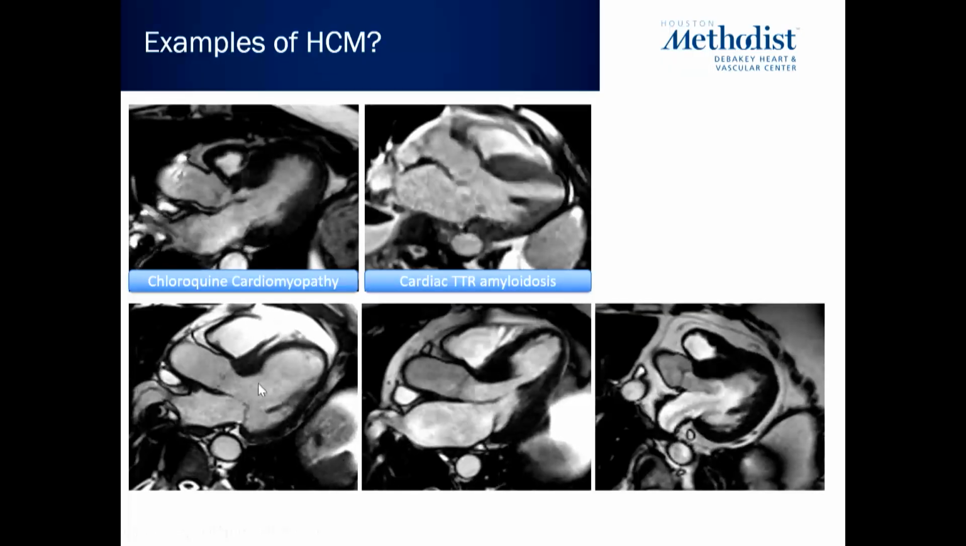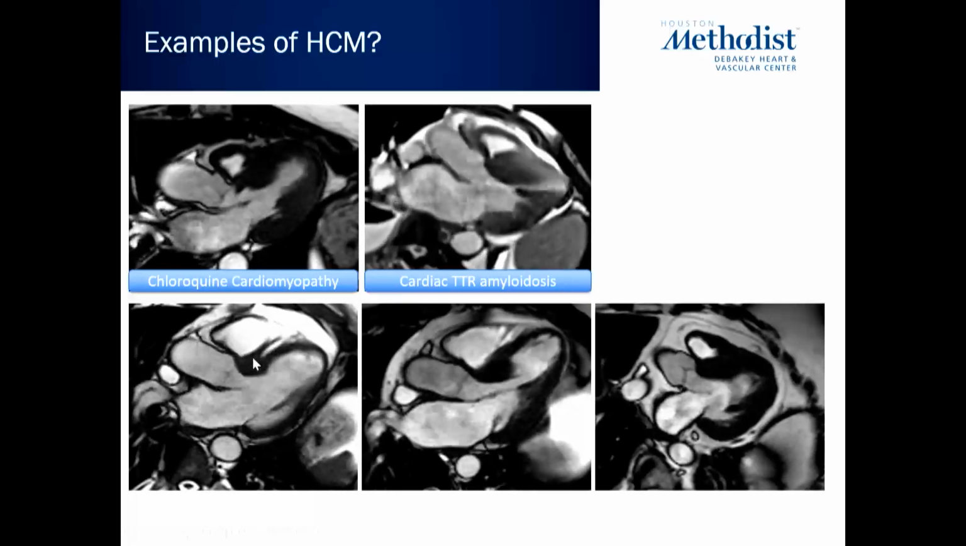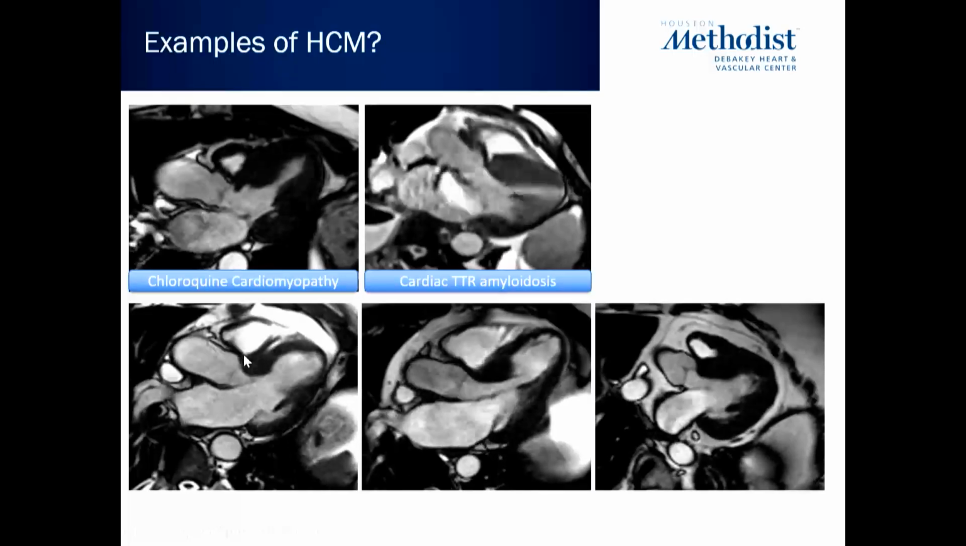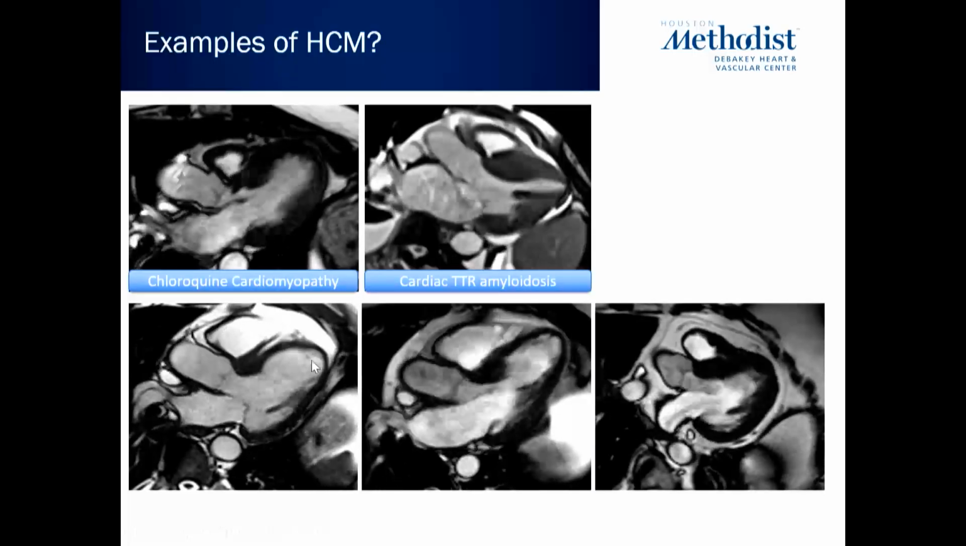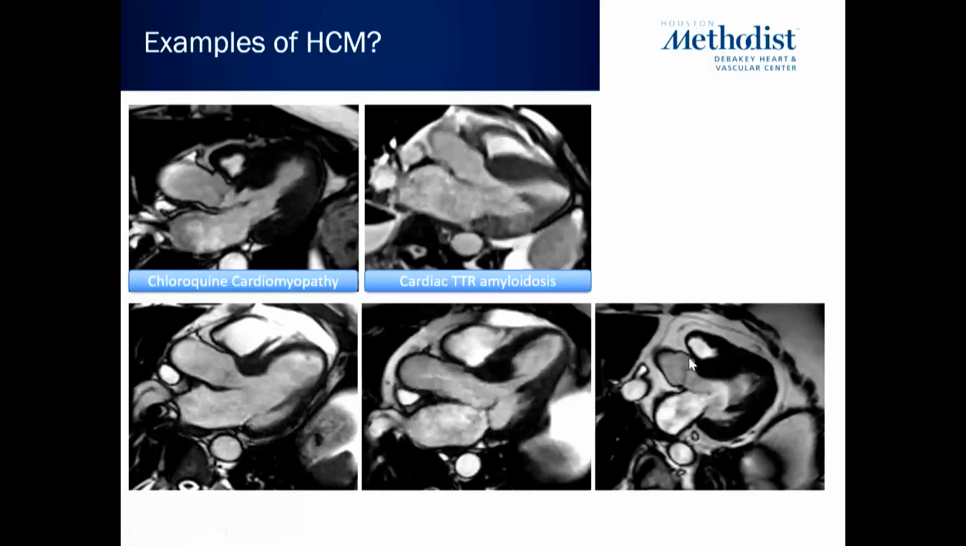Let's go through these three cases. So very mild hypertrophy. If you actually measure this, you may only get 1.1 because there's this big moderator band like Dr. Nagueh discussed. You don't want to start measuring from here all the way down here. And then here's a similar case, no SAM either. And then here's this case.